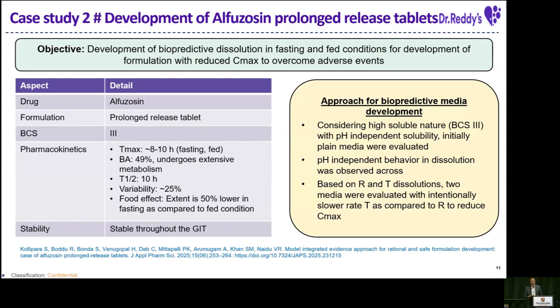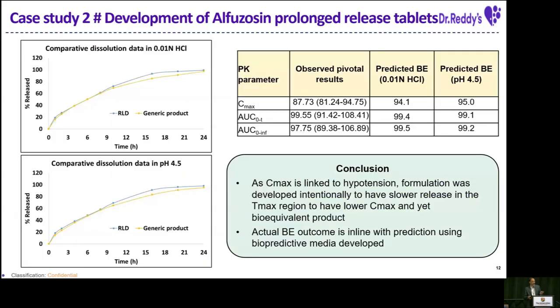So this is a prolonged release tablet formulation, BCS class 3, and the Tmax is around 8 to 10 hours in the fasting and fed condition. So the approach we have taken for the biopredictive dissolution in this case is that it is a highly soluble API, and we evaluated the plain media. And considering the pH independent nature of the polymer for this extended release formulation, we have seen that across the dissolution conditions, the dissolution behavior is similar. And we intentionally designed a test formulation with a slower release with the purpose of blunting the Cmax to reduce the risk of adverse events.